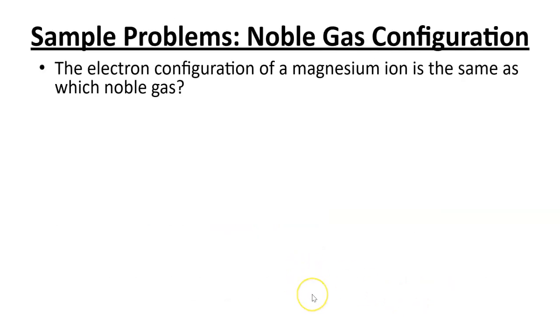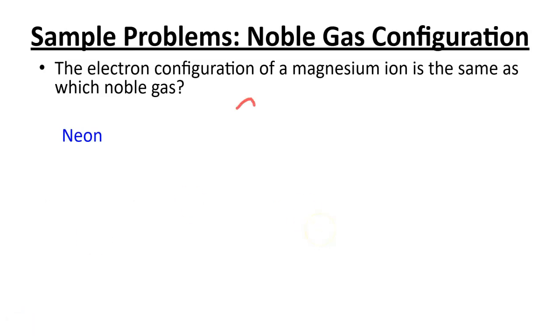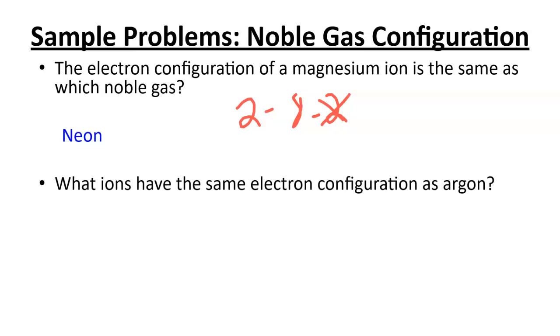How about this one? The electron configuration of magnesium ion is the same as which noble gas? Well, magnesium is normally 2, 8, 2. But when it becomes an ion, it's going to lose these 2 electrons to become 2, 8. I look on the periodic table and I see neon has an electron configuration of 2, 8.